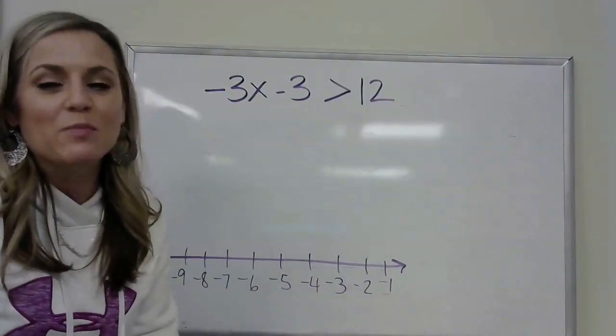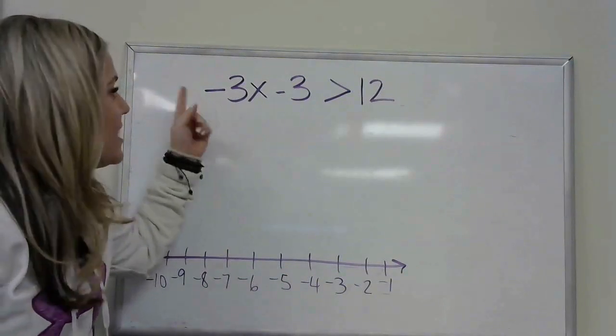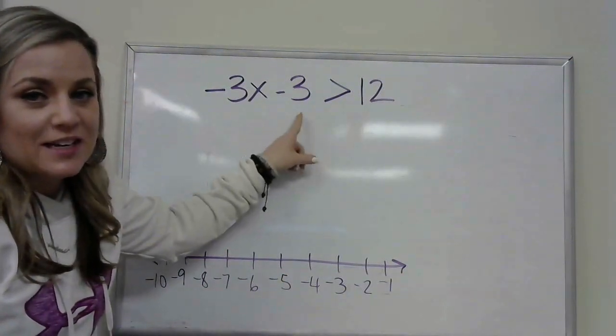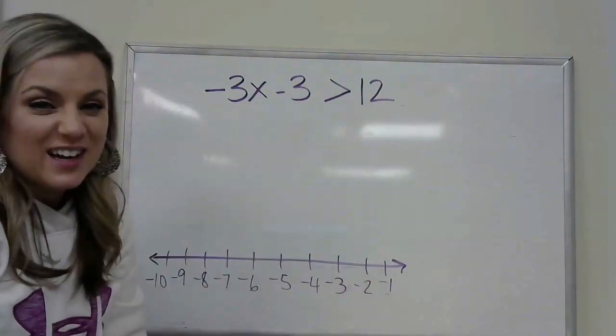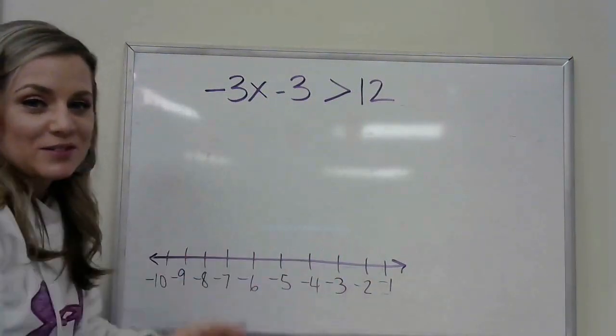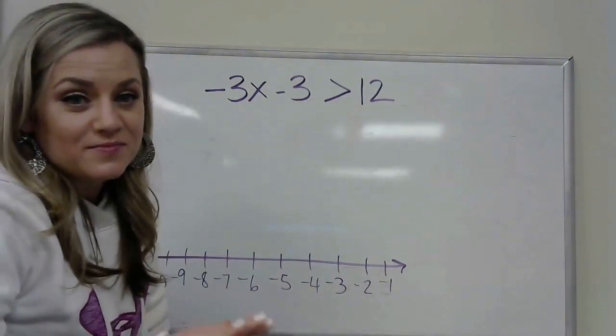All right, last example. Make sure that you write this example down and try it on your own. Negative 3x minus 3 is greater than 12. And then you can just draw this number line. It's kind of a cheat, so you know it's got to be in between here somewhere. So pause and try this on your own first.